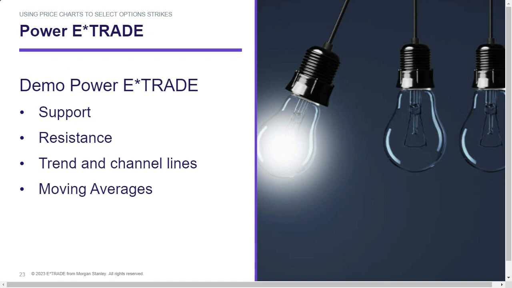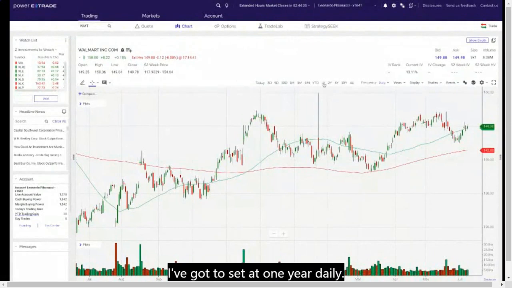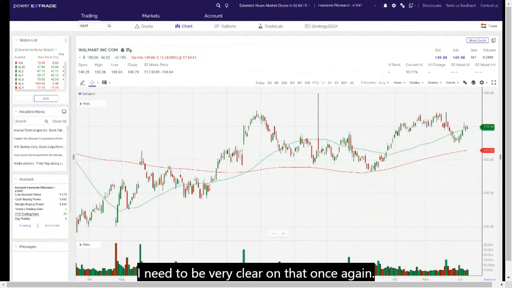In just a moment, you're going to see my Power E-Trade show up, and it looks like I've got a chart of Walmart up here. I think I've got this set at 1 year daily. Yes, I have it set at a 1 year daily. Again, just full disclosure, I've got Walmart up here just because it's something that I was using as an example earlier. Nothing should be construed as a buy or sell recommendation. I'm just very clear on that once again.